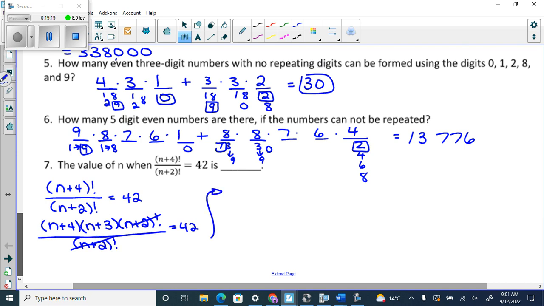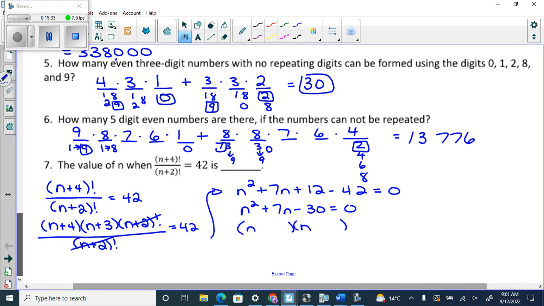Then we get n squared plus 7n plus 12 minus 42 equals 0. N squared plus 7n minus 30 equals 0. What multiplies to give me negative 30 and adds to give me 7? n plus 10 and n minus 3. So we get n equals negative 10.